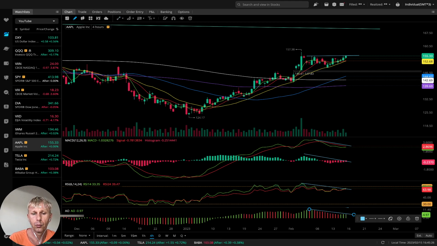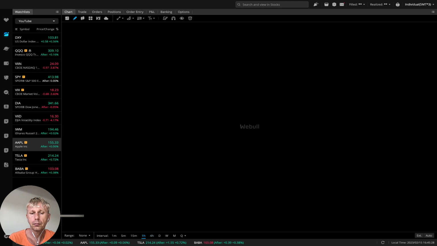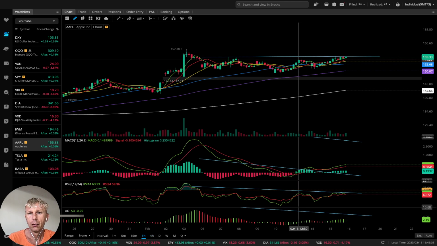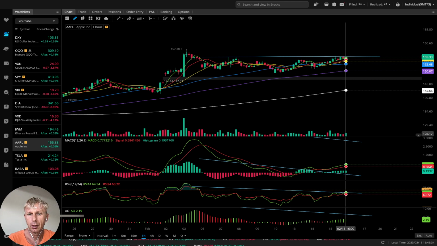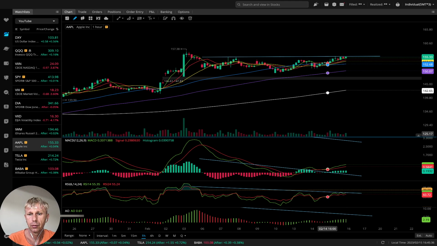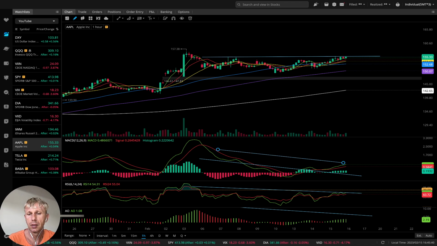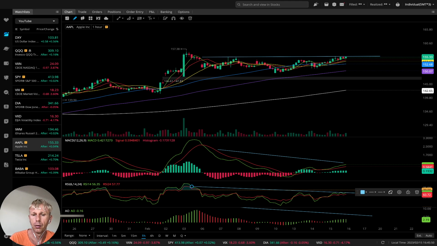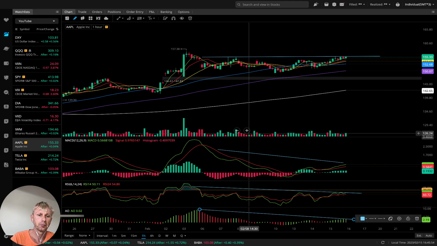Okay, let's move to 1 hour. 1 hour. Flat price action. Bearish divergences on the histogram. Bearish divergences on the MACD line. On the RSI, on OSM oscillator, bearish divergences on all indicators.